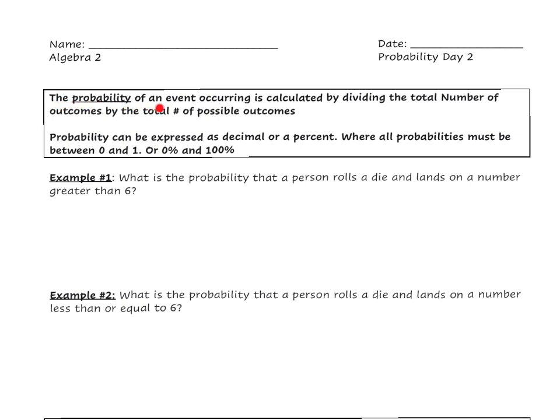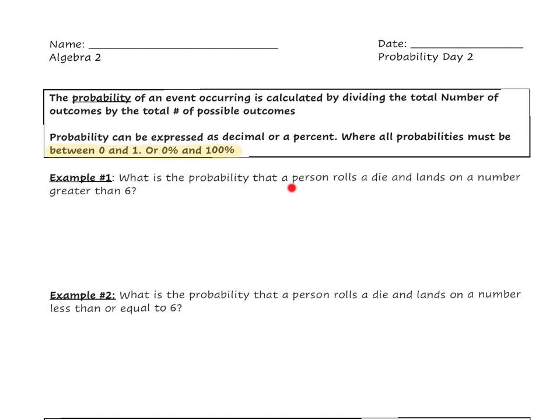So the probability of an event occurring is calculated by dividing the number of favorable outcomes by the total number of possible outcomes. Probability can be expressed as a decimal or a percent, where all probabilities must be between 0 and 1 or 0% and 100%. So let's see how that makes sense through a couple of examples.